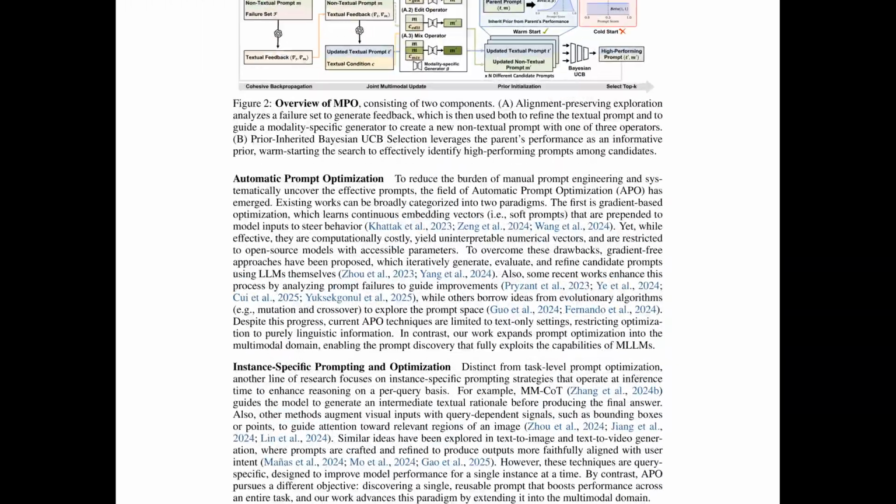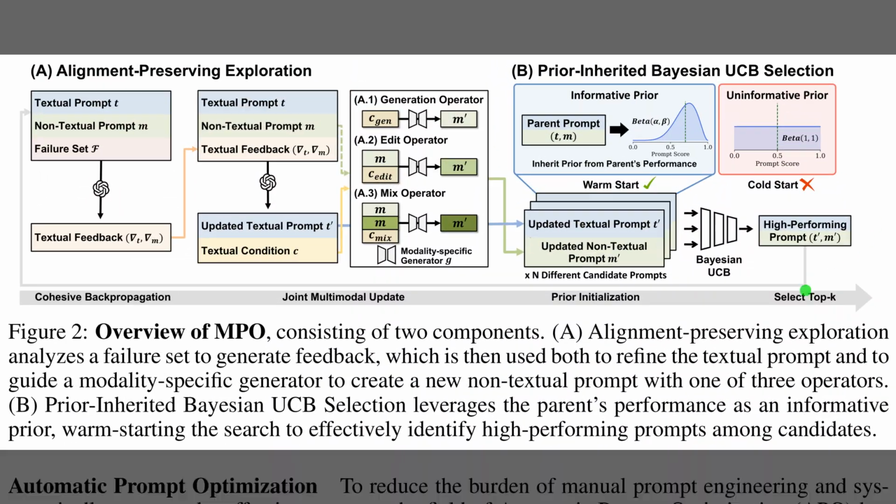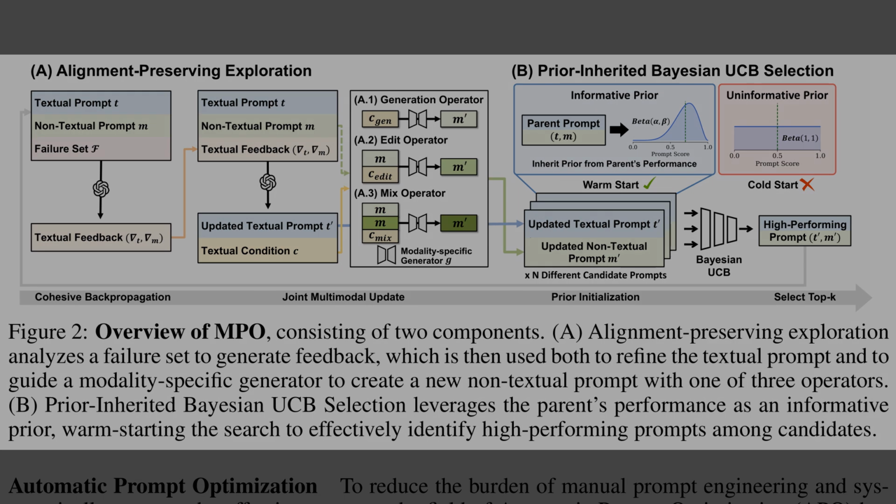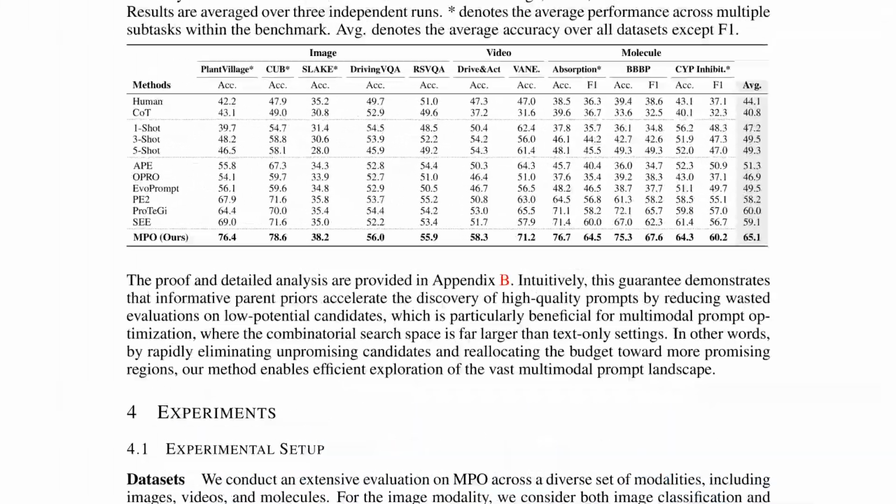Well, Figure 2 shows how the optimizer works end-to-end. Panel A sketches the alignment-preserving exploration, where a single textual feedback stream refines the text prompt and conditions a generator to create or edit the image or other modality via generation, edit, or mix operators. Panel B details the Bayesian upper confidence bound selection, which means using a probability model to prefer candidates that look promising while still exploring. The warm start uses the parent prompt's performance to initialize the prior, so the search finds strong children faster.